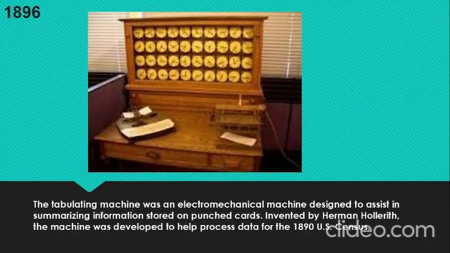The tabulating machine. The tabulating machine was an electromechanical machine designed to assist in summarizing information stored on punch cards. In its basic form, a tabulating machine would read one card at a time, print portions of the card on fanfold paper, possibly rearranged, and add one or more numbers punched on the card to one or more counters called accumulators.